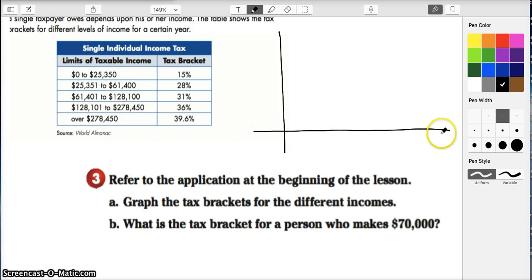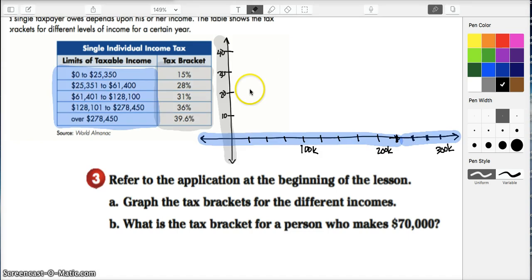So we're going to represent those intervals on our x-axis, and then graph the corresponding tax bracket. I've made my x and y axes to correspond to the data they've given us, and now I'm just going to go through and graph. So at 15%, we know that from 0 to about 25,000. Each of these tick marks is about 25,000. So from 0 to 25,000 and just a little bit beyond, we are in a tax bracket of 15%. And that's what that would look like.